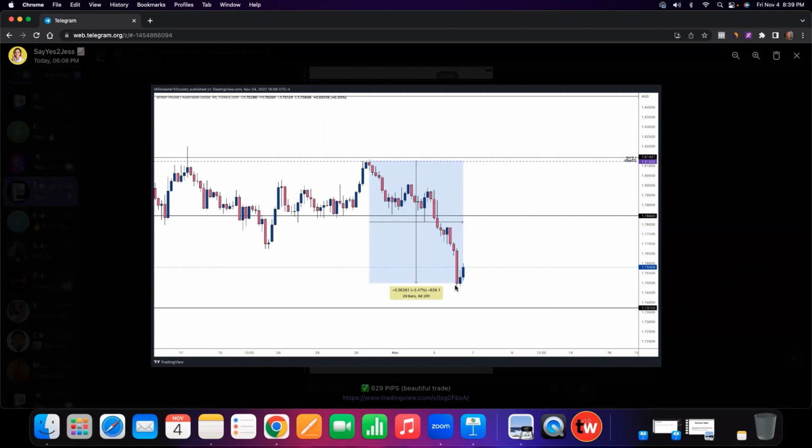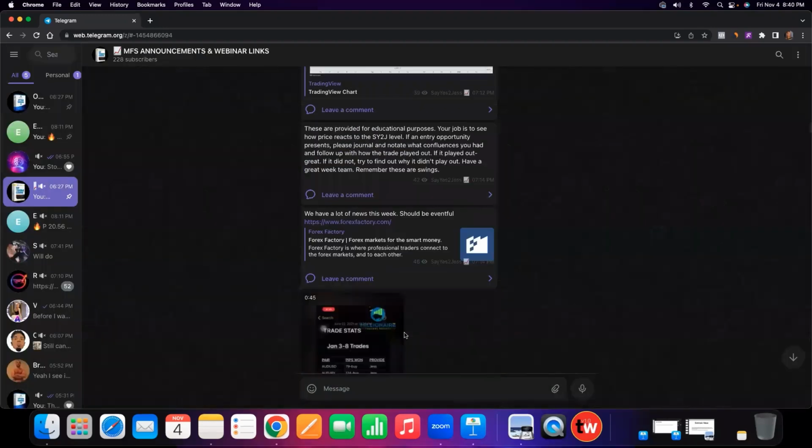Now, there was a level here. I did not notate it, but it was beautiful, you guys. It was 629 pips with 2 opportunities to compound. I mean, it was beautiful.